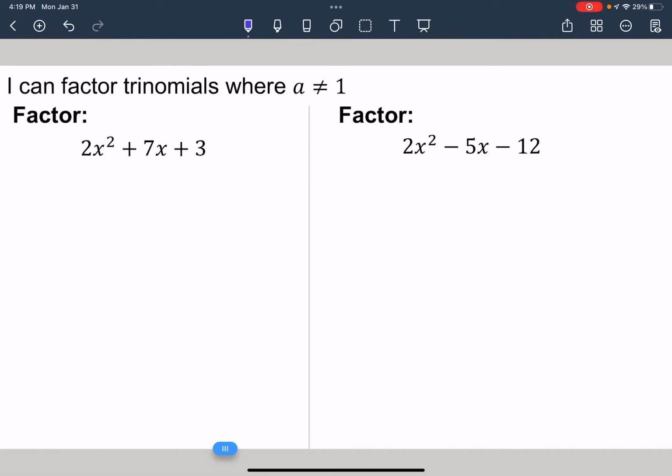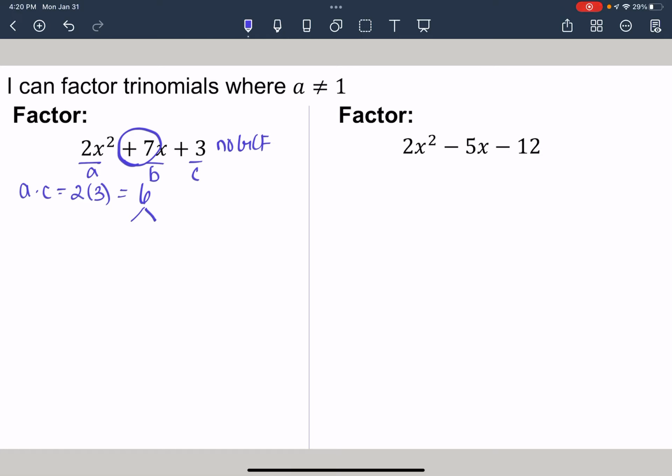So let's look at a few more examples. So here we have 2x squared plus 7x plus 3. There is no GCF to these three terms. So what I'm going to do is look at a, b, and c. So I'm going to multiply a times c. So that's 2 times 3, which equals 6. And I need two factors of 6 that are going to add up to 7.